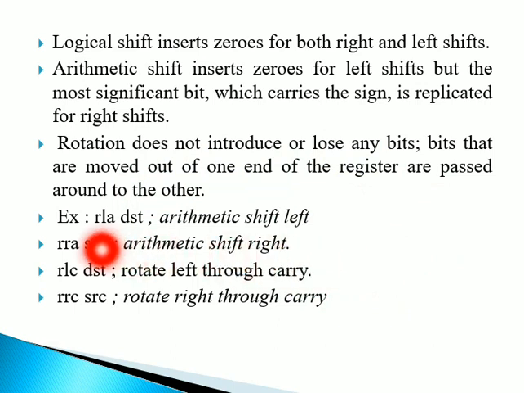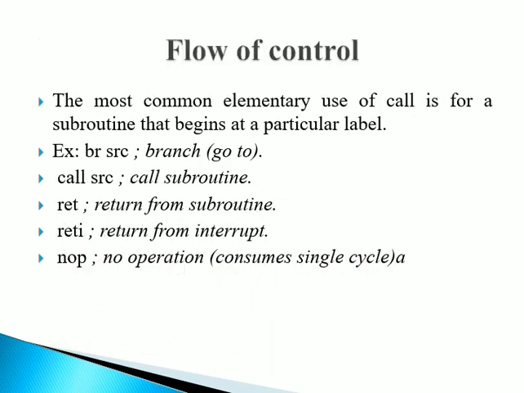Now RLA destination means you are doing an arithmetic left shift. RRA source means you are doing an arithmetic right shift. RLC destination means you are rotating left along with the carry. RRC source means you are rotating right along with the carry.